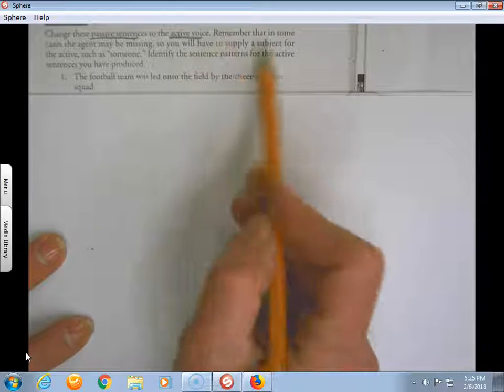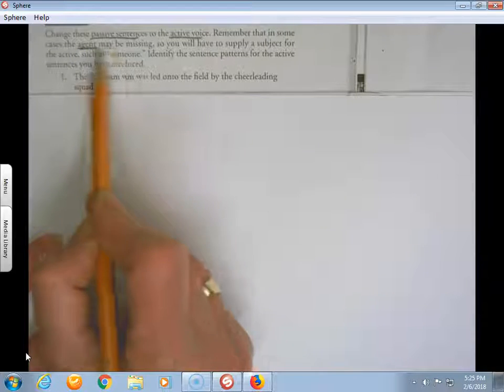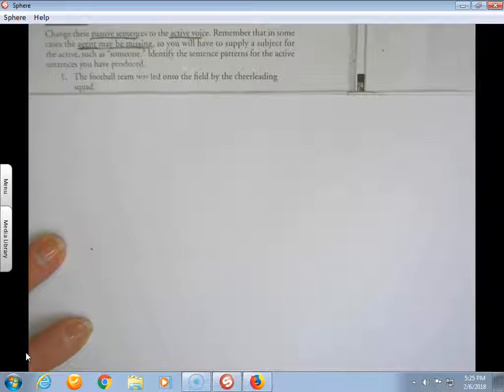And notice your directions remind you that sometimes the agent, that is the subject, the person doing the action, may be missing. And in that case, you're going to have to add someone. You could use the word someone. You could say Barney the purple dinosaur for all I care. I don't really care what you add, but sometimes you're going to have to add someone to be doing the action. That's the problem with the passive voice, is that often it doesn't tell us who did the thing.